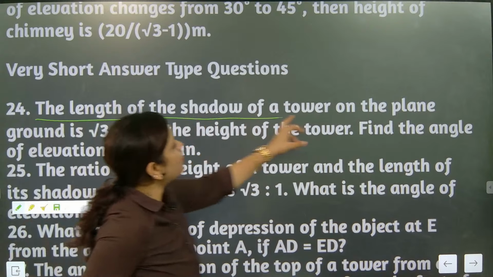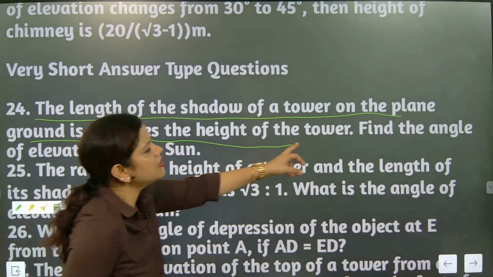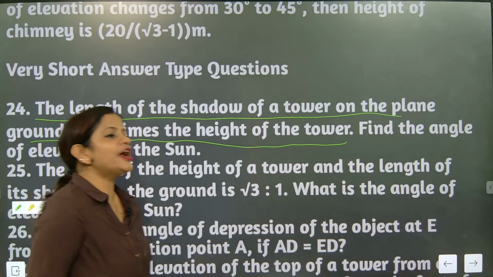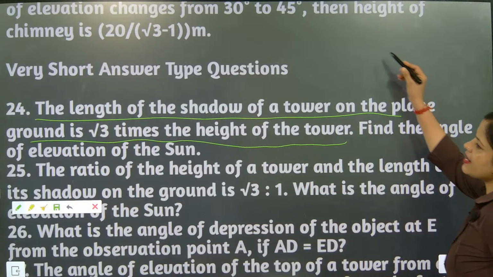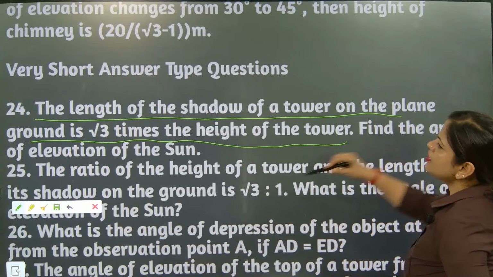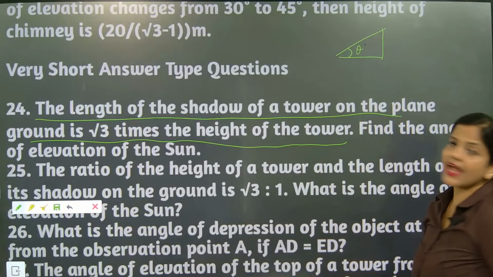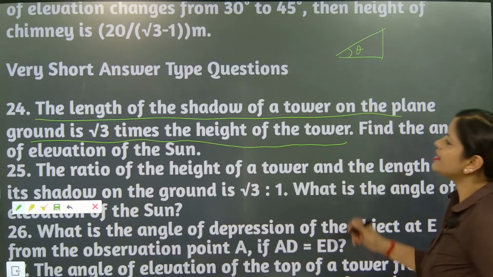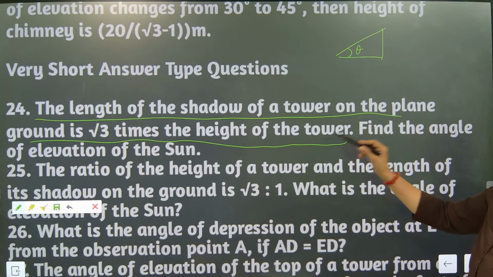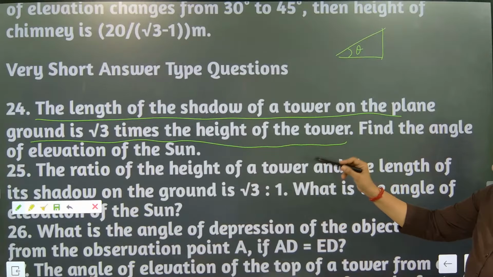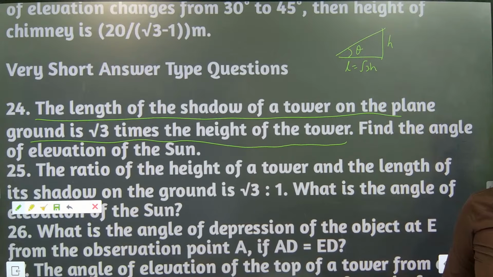The length of the shadow of a tower on the plane is root 3 times the height of the tower. Understood? So length of shadow is root 3 times height of the tower. So what is the angle given, beta? We have to find the angle. So let the angle be theta. The length of the shadow on the ground is root 3 times the height. So length is exactly root 3h. What is the angle?